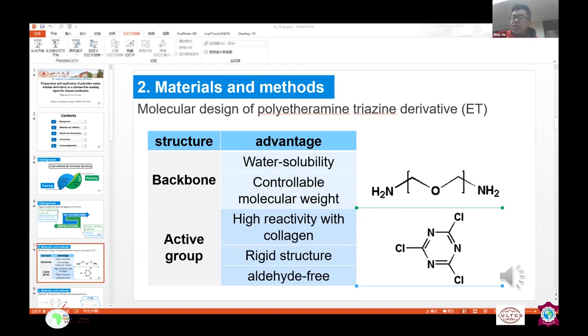So the optimized tanning condition of ET was tanning at pH of 6 for 3 hours, then treating at 45 degrees for 2.5 hours. And the ET dosage was further investigated. As we can see, after tanning with 8% of ET, the shrinkage temperature and thickness of the skin increased significantly.